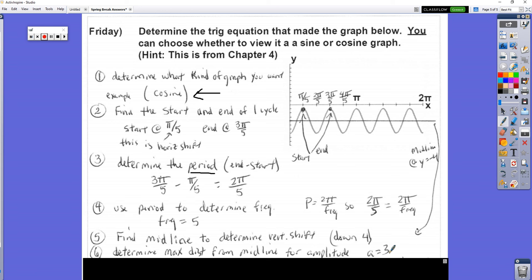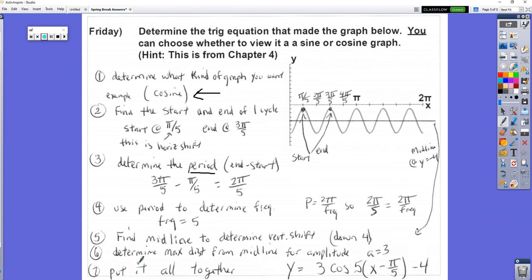We now have all the information that we need to put the entire equation together. So here is your final formula. Y equals, don't forget to make it an equation. Then we need amplitude, which we figured out was 3. We had picked cosine for this problem. Next comes frequency. Then you're going to need a set of parentheses, because the frequency is supposed to be factored out. Next goes the horizontal shift. We've shifted pi over 5 to the right. And last, after the parentheses are done, goes your vertical shifting. We had shifted down 4. So this is the formula that represents this graph.